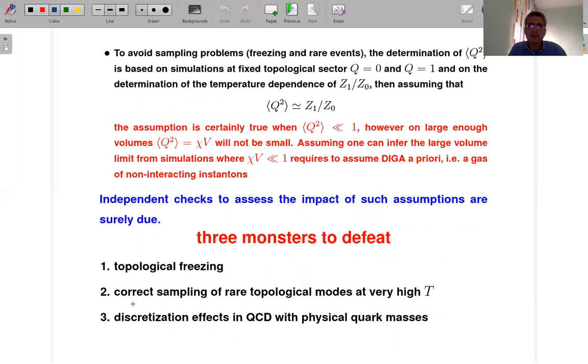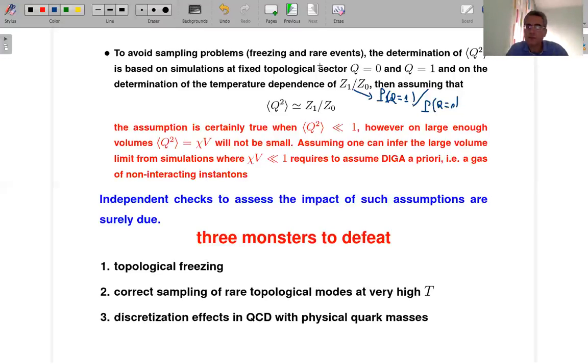But now, the approach from the Wuppertal group was the following. They say, okay, since we know that just Q equals 0 and Q equals 1 are the important sectors, what they do is not just to sample Q, but they determine the temperature dependence of the ratio between Z1 and Z0. You can see this as determining the probability of topological charge 1 divided by the probability of topological charge 0. You don't need to sample this directly. You can obtain a determination of this ratio by a smart measurement of the pure gauge action.